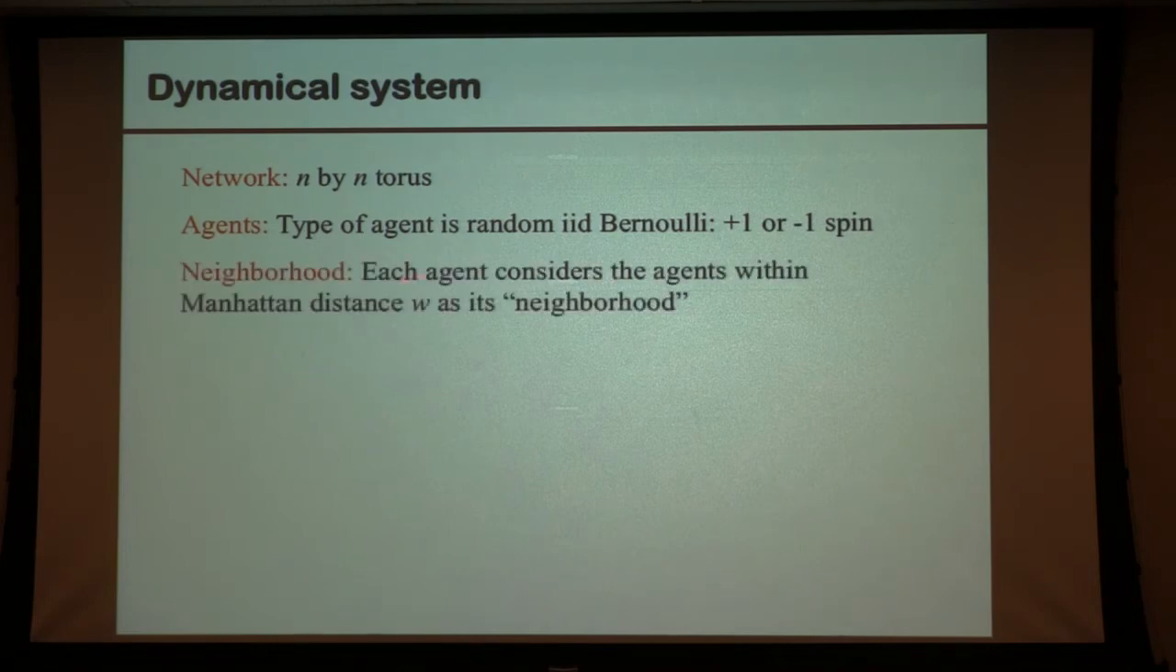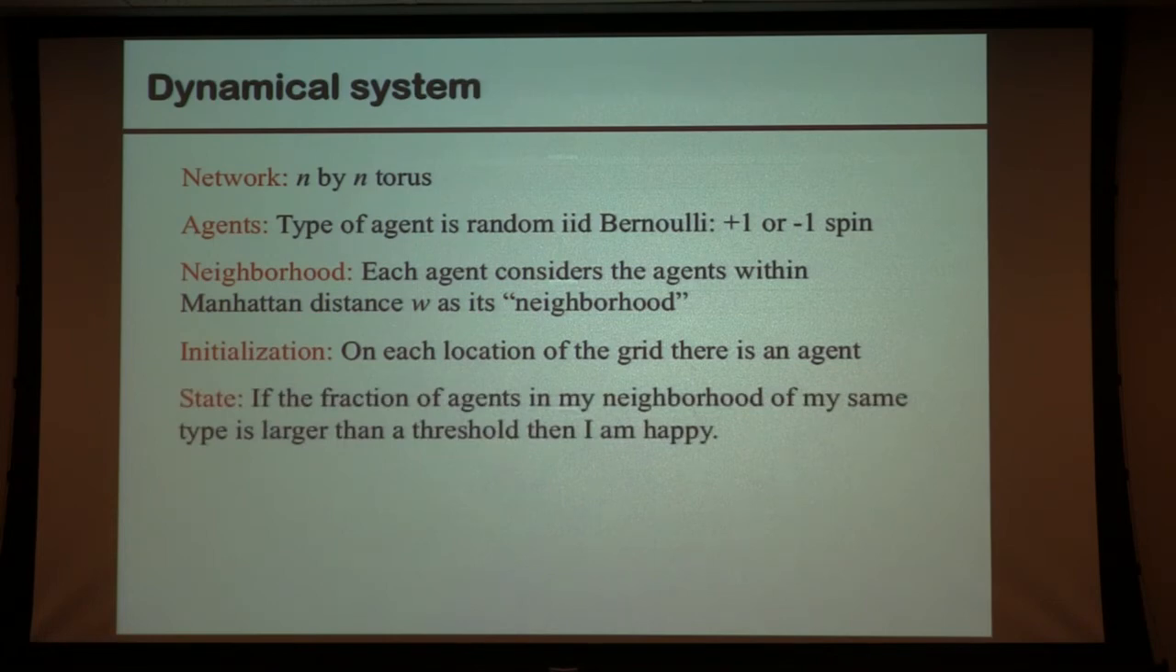And then there is a neighborhood. So each agent considers the agents within Manhattan distance of W as its neighborhood. Okay? You put one agent on each grid point, and then you decide if you are happy or unhappy based on the percentage of neighbors of the same color.